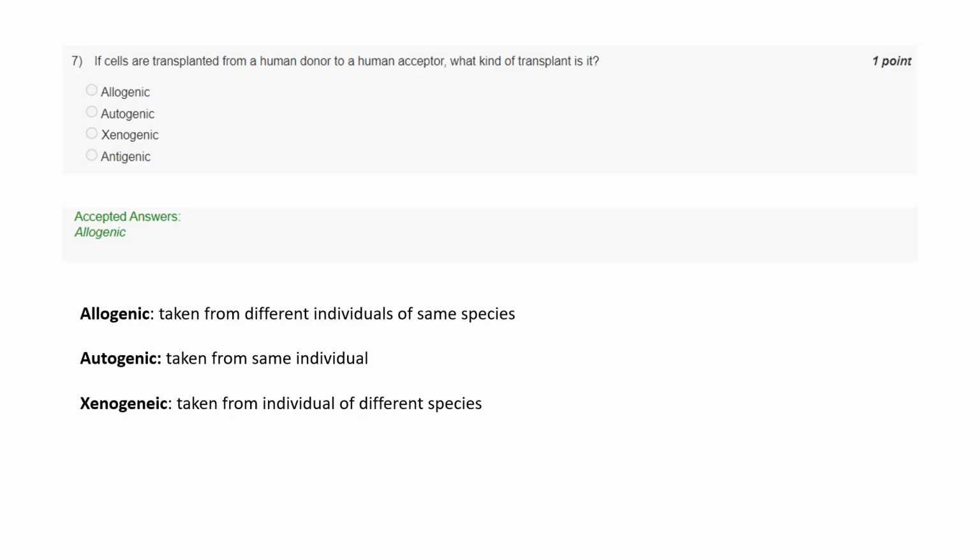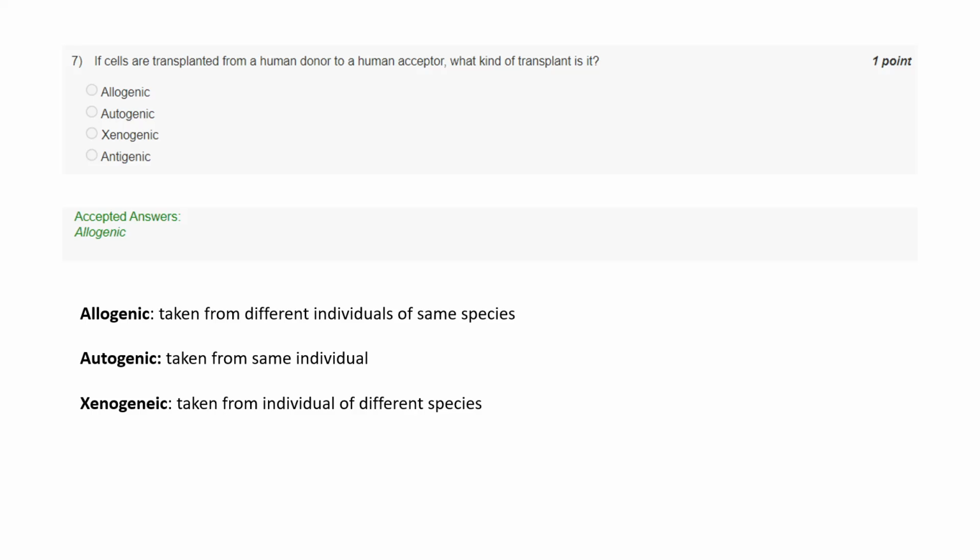What is xenogenic? A xenogenic transplant is something taken from an individual of a different species. Let's say we have a patient who immediately needs a liver transplant, but we don't have a human liver available and we have a pig liver. As I said, we can process some part of it. We can decellularize that, recellularize it with human cells, and then put it back into the patient. So xenogenic is taken from individuals of different species. Is this making sense? Did you guys get this?